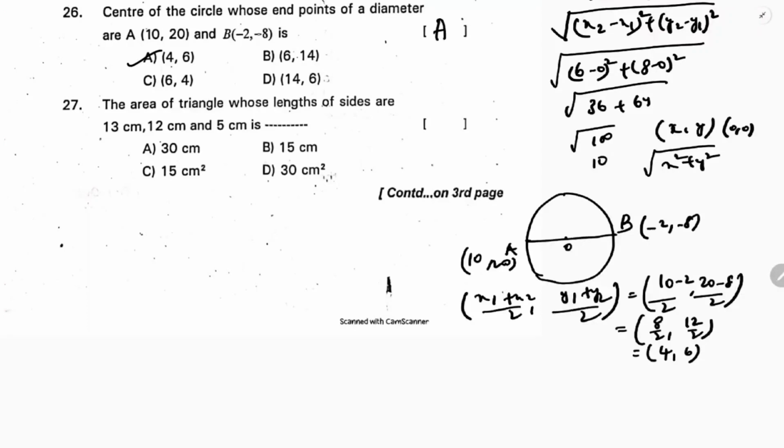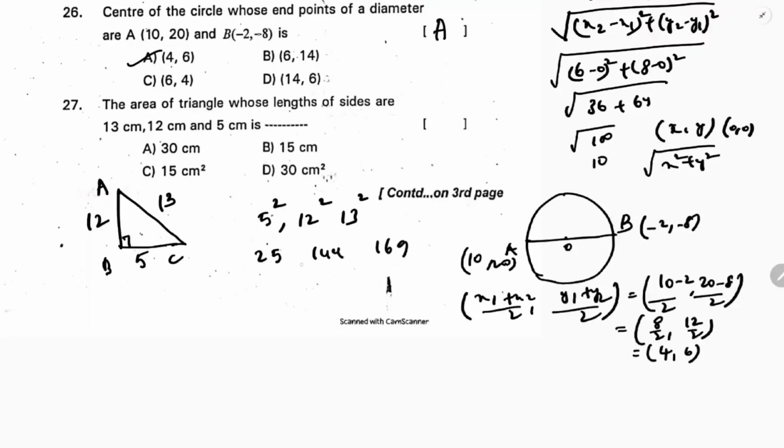Next one. Area of a triangle whose lengths of the sides are 13, 12 and 5. So see here, 13, 12, 5 are Pythagoras triplets. A, B, C. Hypotenuse is 13, the other two sides are 5 and 12. Because how to know Pythagoras triplets, if you arrange in ascending order and square all of them, like 25, 144, 169, if you add the first two and get the third one, it is a Pythagoras triplet. So hypotenuse is the highest number, that is 13.